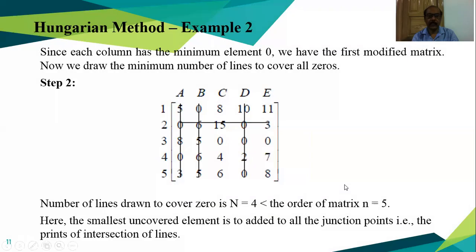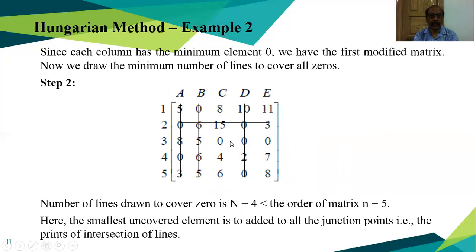In the table, there is something wrong. This line actually will be here. This line will be here. This line will be here. Remember, this line will be here. It is shifted here in the slide.